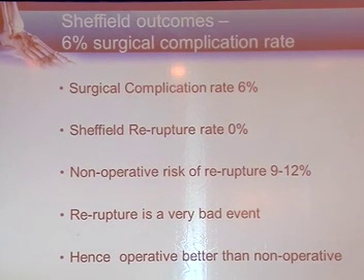So we've got a surgical complication rate of 6% and a re-rupture rate of 0%, whilst we know from the meta-analyses that a non-operative risk of re-rupture is 9 to 12%, and that re-rupture is a very bad event. And for that reason I believe that operative management is better than non-operative management.